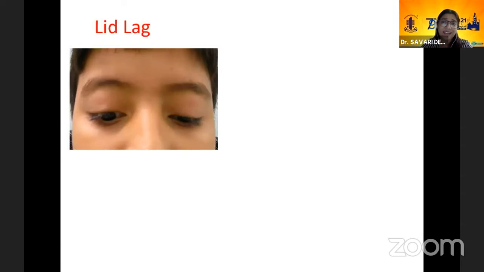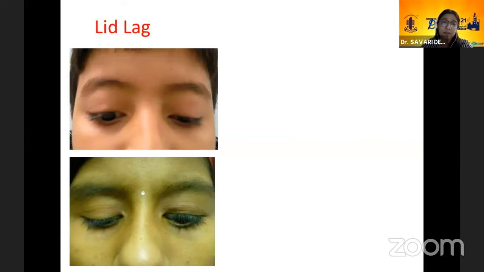So what is a lid lag? Lid lag is nothing but a delay in the eyelid movement while looking down. But when you measure it as a static sign, you can see that there is a difference in the same child and there is a significant lid lag.